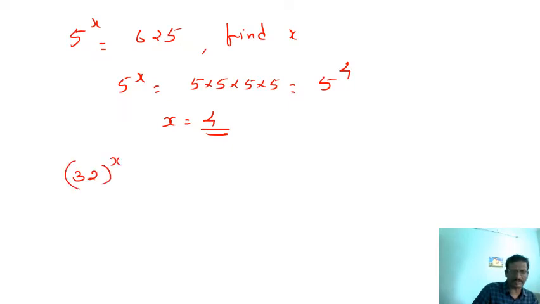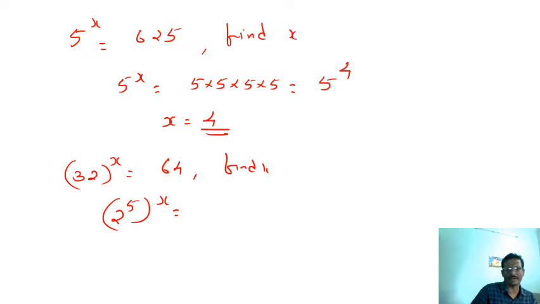32 raised to x is equal to 64. Find x. 32 you can write as 2 raised to 5, the whole raised to x. 64 you can write as 2 raised to 6. So 5x is equal to 6. x is equal to 6 by 5.